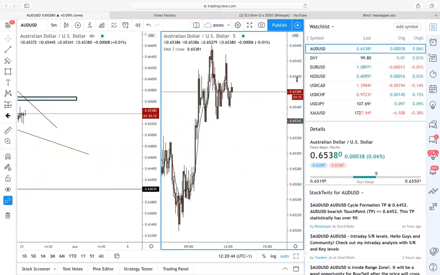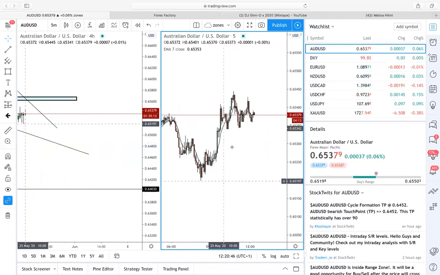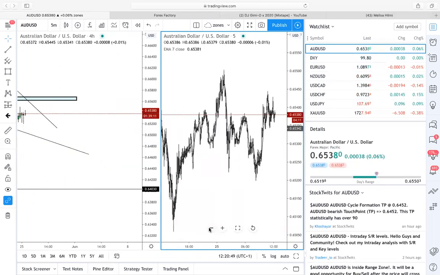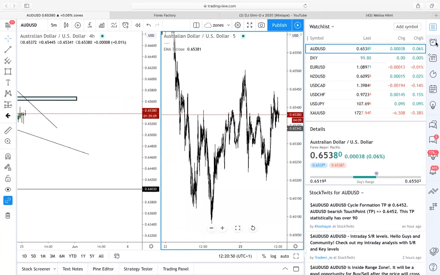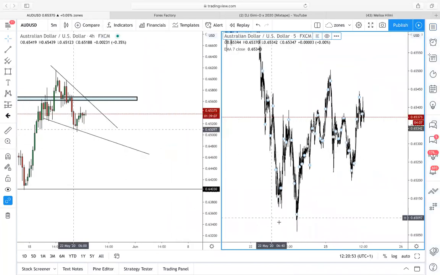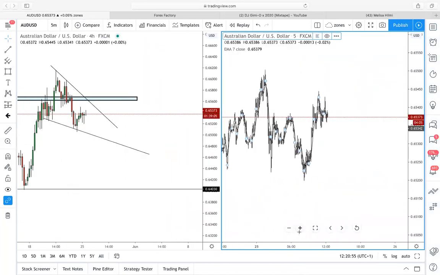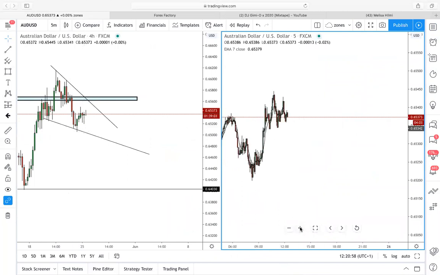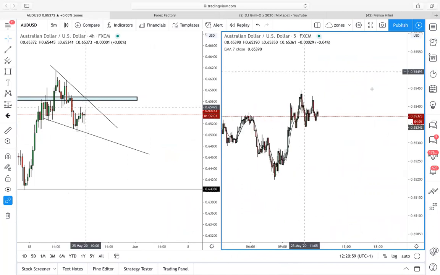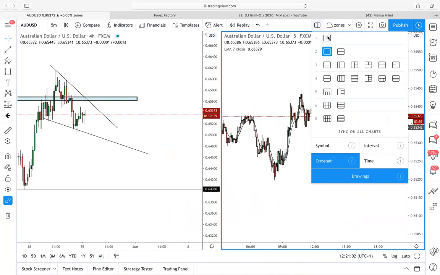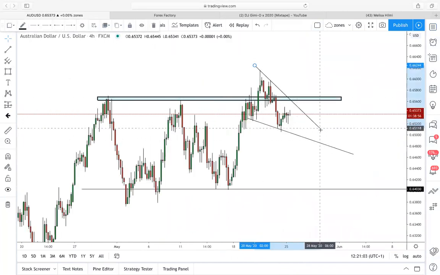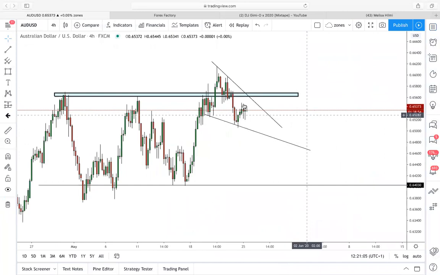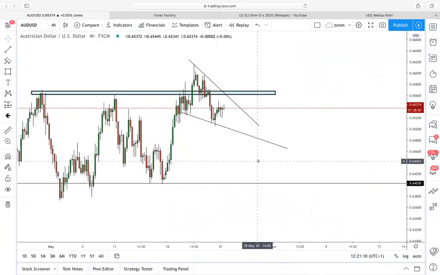AUDUSD 5-minute. Okay, so right now you can see that it's just deciding what it wants to do. On the 5-minute chart, it is all over the place, and you need to really zoom in. But we're just going to wait on the 5-minute chart for the breakout when it decides to. I'm fairly confident that it's going to break downwards and come back down to this area. That's what we hope anyway, because that would make the most sense.